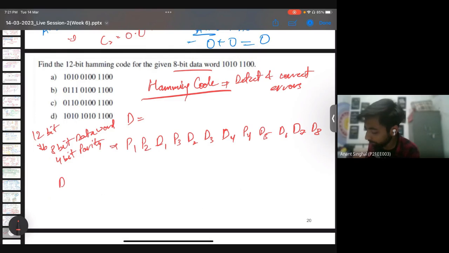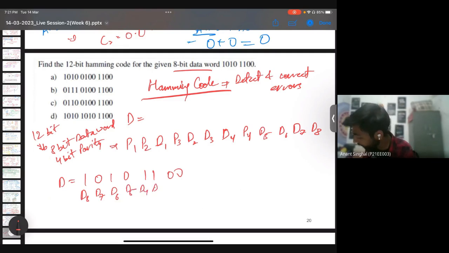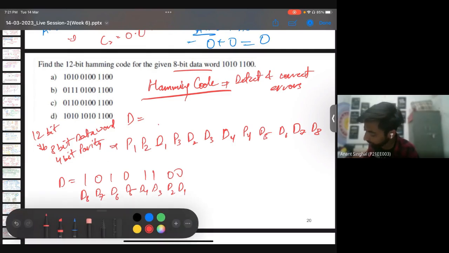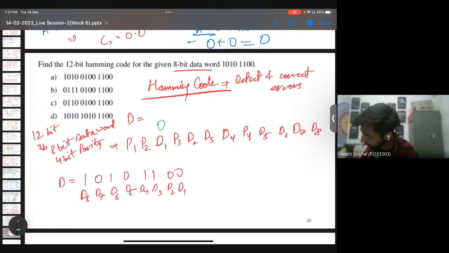The given data bits are 10100101, which is D8, D7, D6, D5, D4, D3, D2, and then D1. We can write straight away that D1 is 1, then D2 is 0, D3 is 1, D4 is 0, then 0, 1, 0, 1. So we need to calculate these four parity bits.